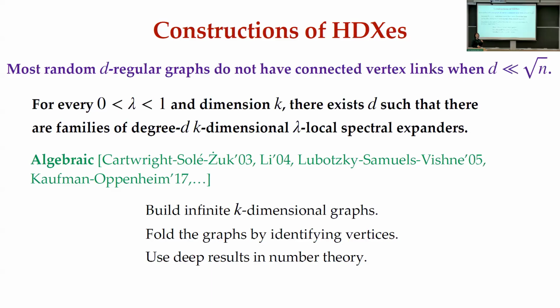But there is something unsatisfying about this answer. I think the first objection is that these use very deep results in number theory. So for most people, including myself, I don't have much intuition as to why this specific choice of groups, this specific choice of quotients, will actually give me high-dimensional expansion.